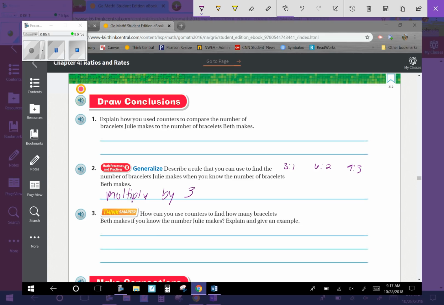And then I'm just going to talk you through number 3. It says, how can you use counters to find how many bracelets Beth makes if you know the number Julie makes? Explain and give an example. Okay, so if I model the number that Julie makes with red counters, for each group of 3 red counters, place a yellow counter. The number of yellow counters is the number of bracelets Beth makes. So for example, if Julie makes 18 bracelets, that means that Beth made 6 bracelets.